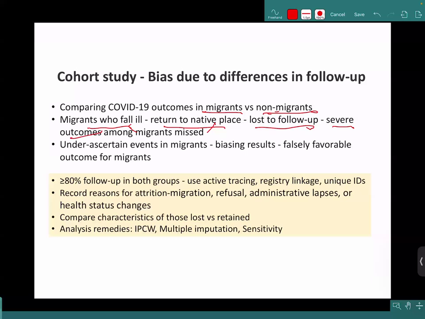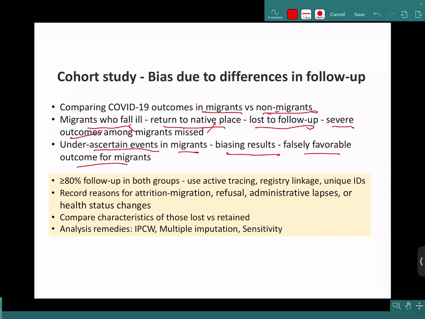So you are not going to be able to ascertain these events in the migrants. There will be biased results, and you might get outcomes which are more favorable, in terms of the healthy migrants who have stayed back in your sample. So this kind of study could lead to differential follow-up, more loss to follow-up in the migrants, especially those who have more untoward outcomes. That is, the loss to follow-up is associated with both exposure and outcome. This is a scenario which is prone to selection bias.